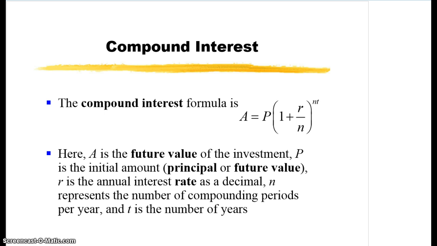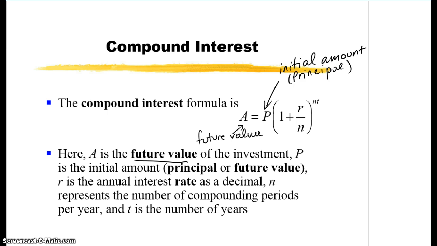Here is compound interest. The really important topic in our class will be the topic of interest, and compound interest is quite important. So the compound interest formula that's given in your text is A equals P times (1 plus R over N) to the power of NT. Here A is what we call the future value, also called the future value of the investment. P is the initial amount, also called the principal.